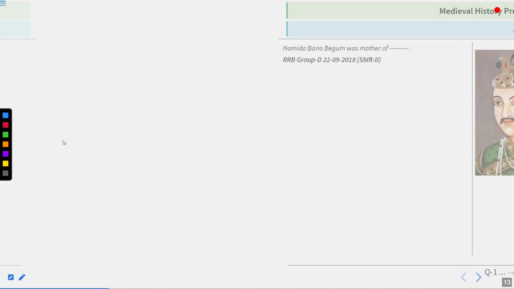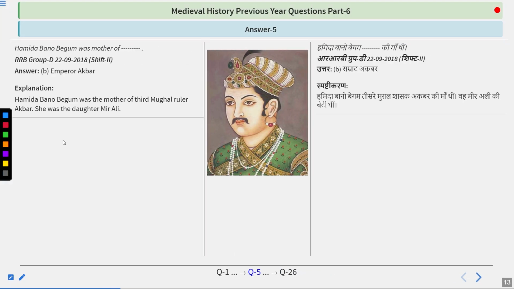And the answer is, I guess, Emperor Akbar. So Hamida Banu Begum was the mother of the third Mughal ruler Akbar. She was the daughter of Mir Ali. So remember her name, Hamida Banu Begum. She was the mother of Emperor Akbar.